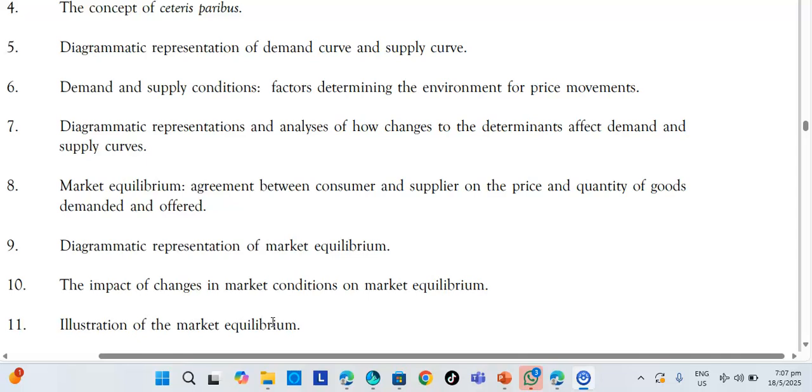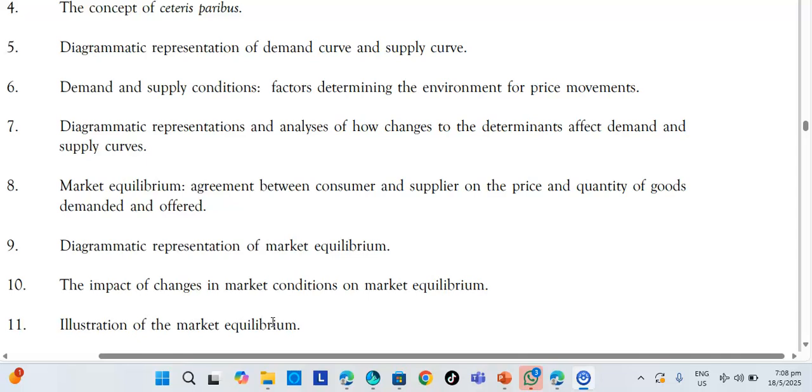All right, let's look at the impact of changes in market conditions, where both demand and supply change. If both change at the same time, the final impact on equilibrium price and quantity depends on which curve shifts more, demand or supply. It also depends on the direction of the shift. Is it an increase or a decrease?